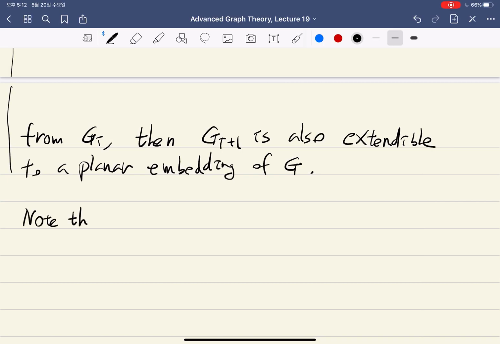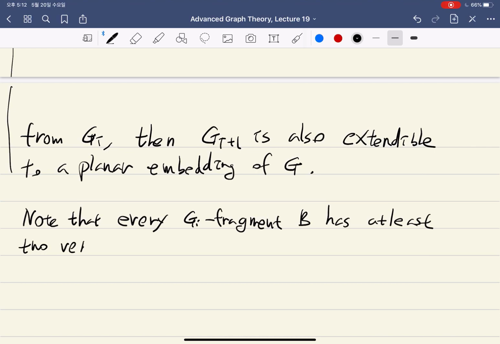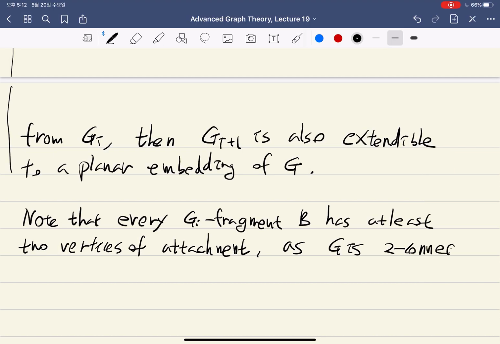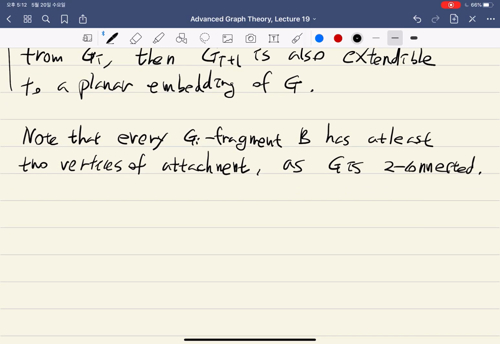And note that every GI fragment P has at least two vertices of attachment, as G is 2-connected. So let's consider two cases. In this algorithm, we choose this B according to whether there exists some fragment with FB of size at least 1 or exactly 1.